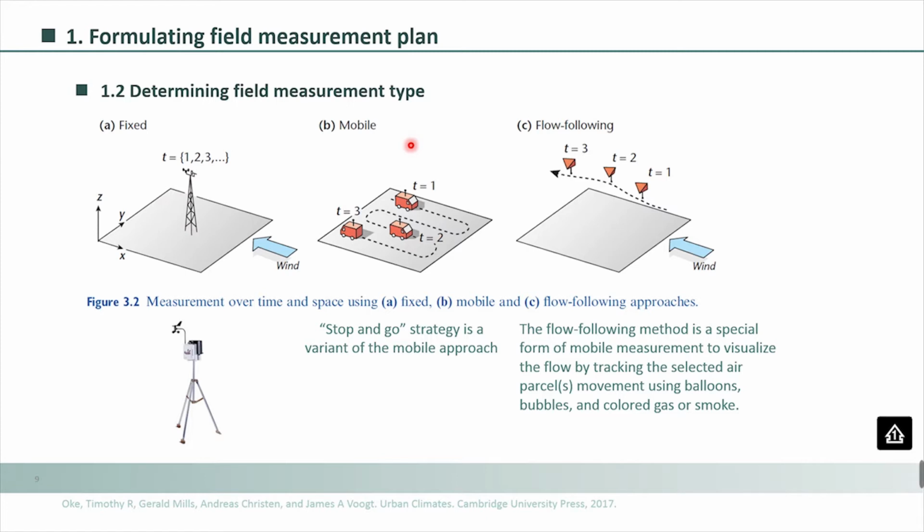They usually use a so-called stop and go strategy, which is a variant of the mobile approach. And it includes stops at a specific transect point to take measurement. And for the flow following approach, this is also a special form of mobile measurement. Usually use the balloons, bubbles, and the colored gas or smoke. But I have to say, the flow following approach is not commonly used in the microclimate field measurement. So in my guideline, I will not discuss this research approach.